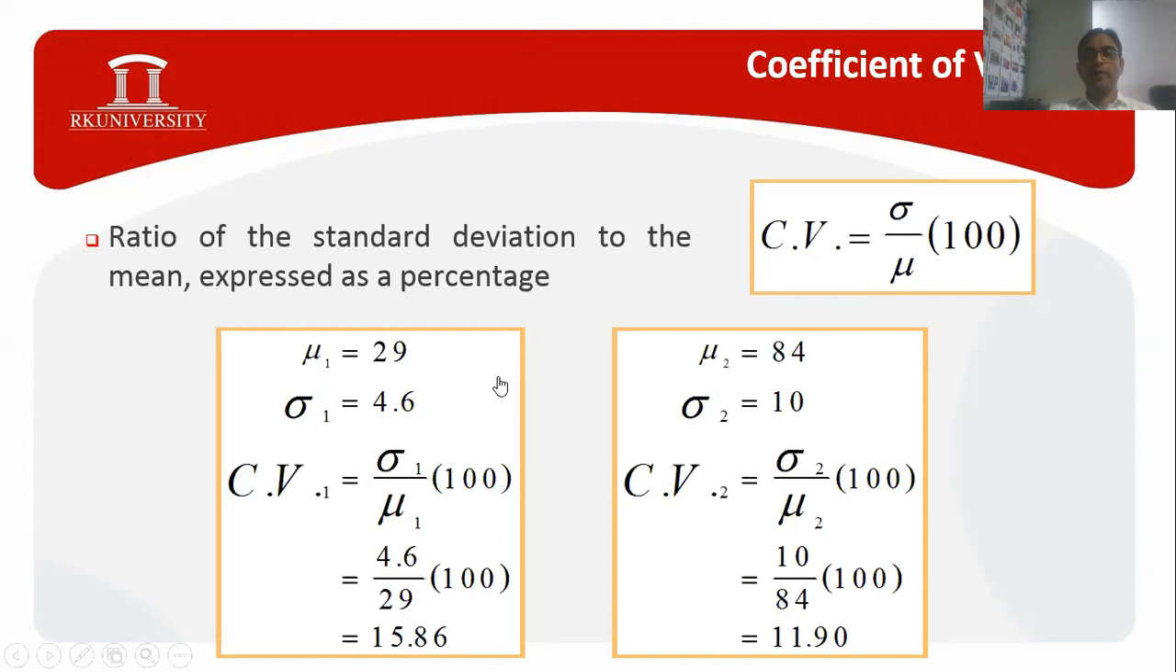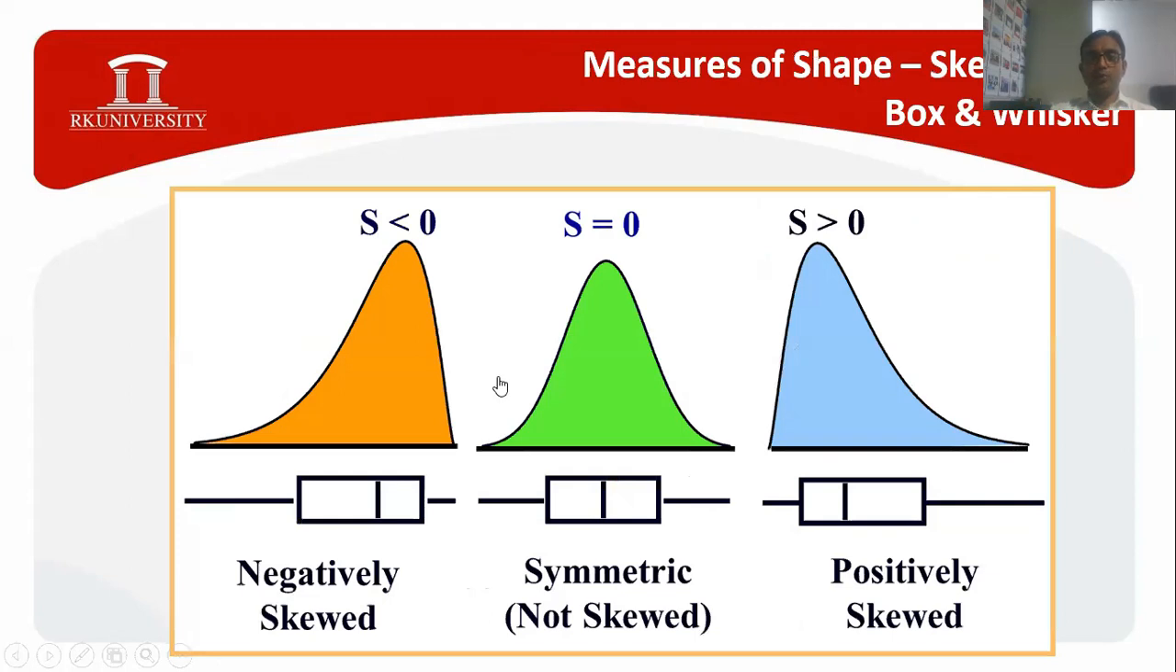Now let us also have a glimpse of how we can use measures of shape. This is an example or representation of measures of shape, skewness and the box and whisker plot. These three charts you can plot from any statistical software. The chart in the box shape is called a box and whisker plot. The coefficient of skewness is generally denoted by S, right?